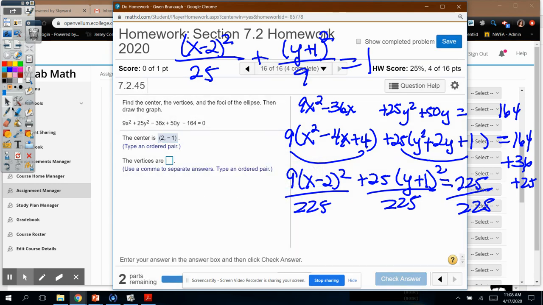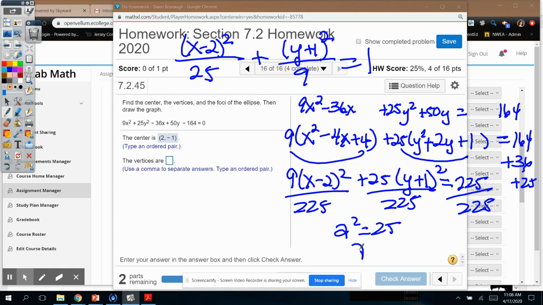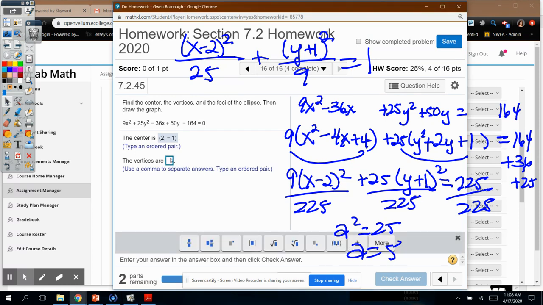Okay, vertices come from the a squared. I'm going 5 in the x direction again. A squared is 25, a is 5 in the x direction. So left and right from 5. So I'm still going to be down 1. 2 plus 5 is 7. Still down 1. 2 minus 5 is -3. Still down 1.